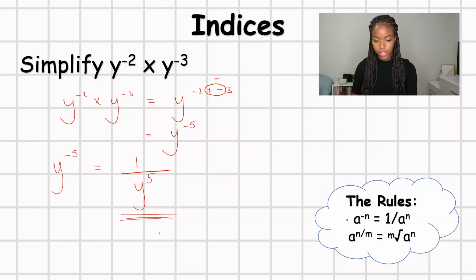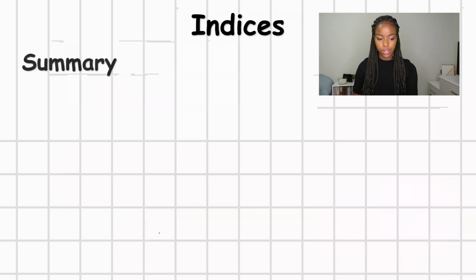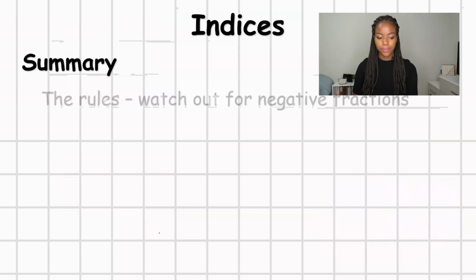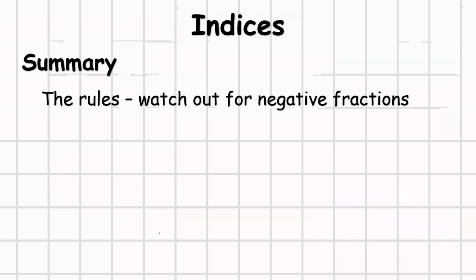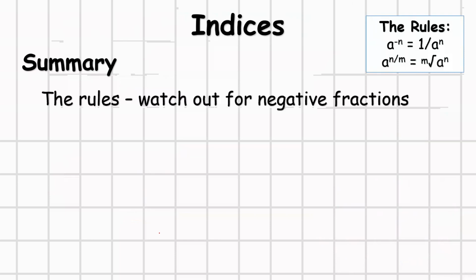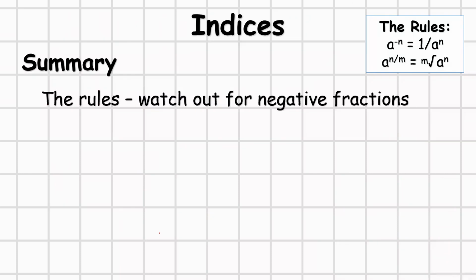I have a summary here just for us to take away and to remember. Just remember the rules and watch out for negative fractions. So the negative fractions would be like the first one that we did, when it's a combination of both rules. You can just break it down into 2 parts if you find that easier, or just start by dealing with the negative and then you can deal with the fraction once it's in the denominator.